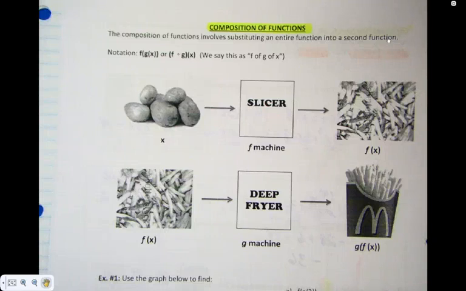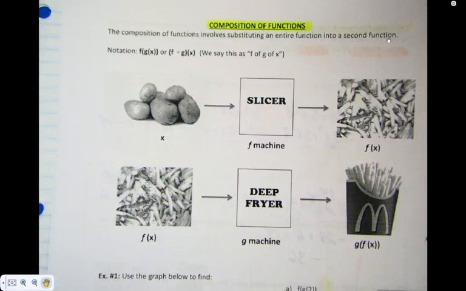French fries. So we take potatoes and we put them through the slicer, which makes what? Sliced potatoes. And then we take sliced potatoes and we put them through the deep fryer, and that makes yummy French fries. That's a composition of functions. It's a function within a function.